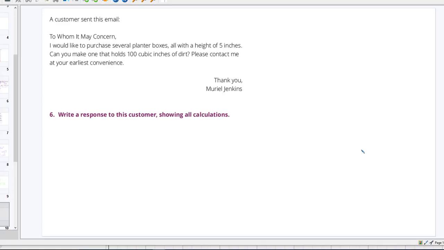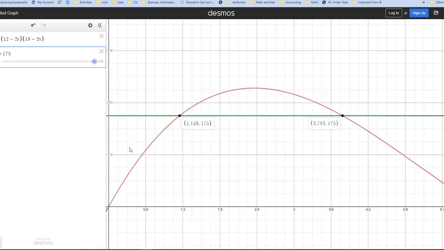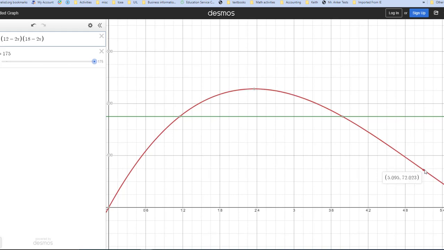But what would you say to someone who wants to have a height of 5 inches that would hold 100 cubic inches of dirt? If we look at our chart, 5 inches would be here, and so the max it's going to hold is 80.